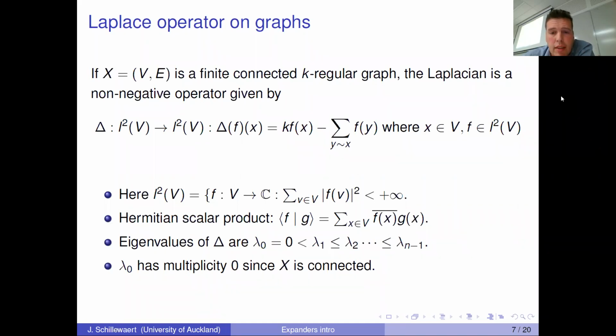If you have seen this before, you might have seen that the trivial eigenvalue is usually k instead of 0. But that's because usually you look at the eigenvalues of just the adjacency matrix.